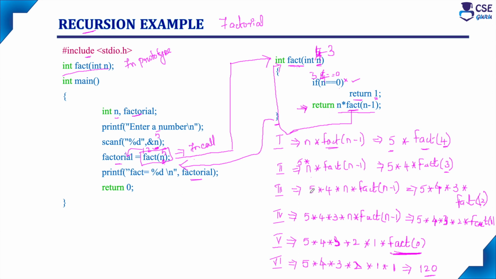So here, recursion is nothing but a function calling itself. The same user-defined function calls itself; that is the recursion concept. This is the best example: the factorial function.